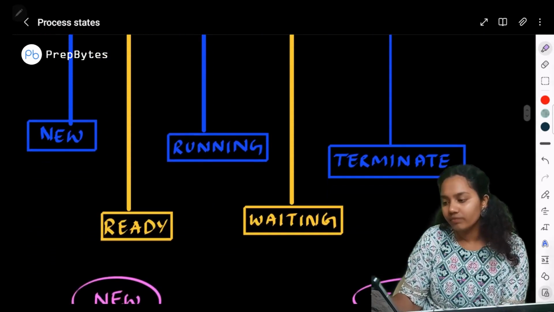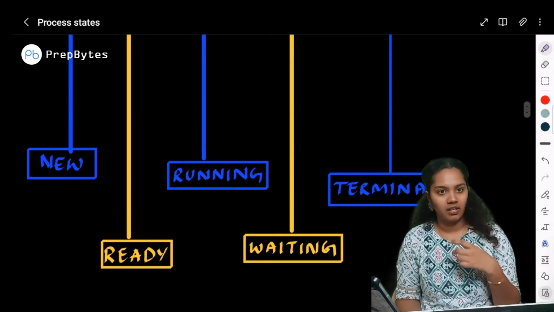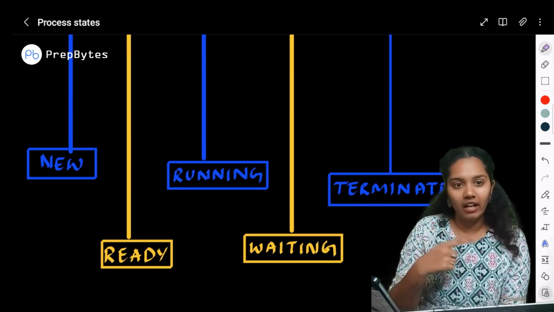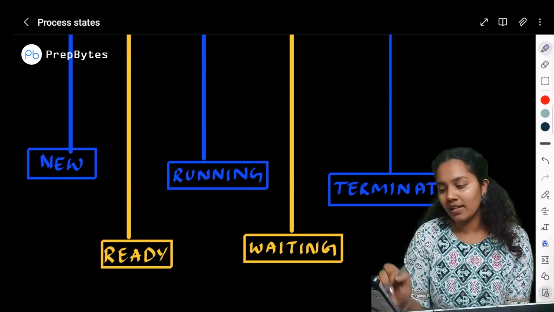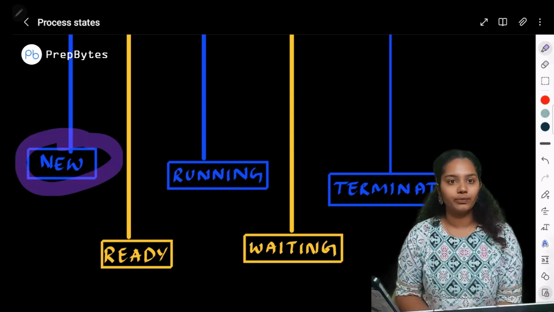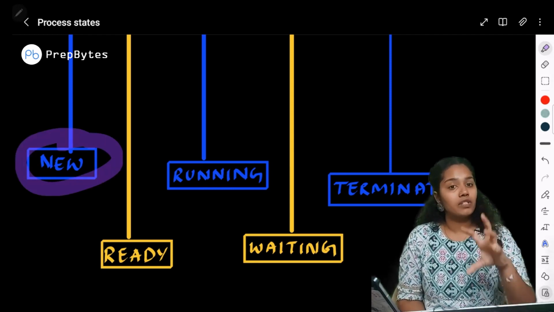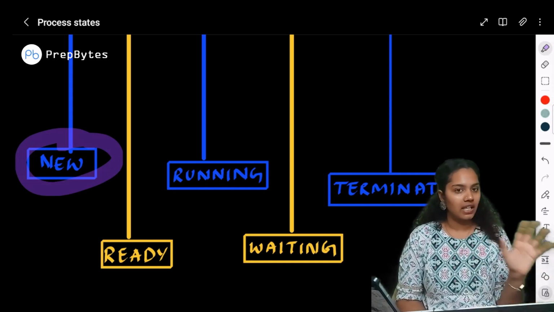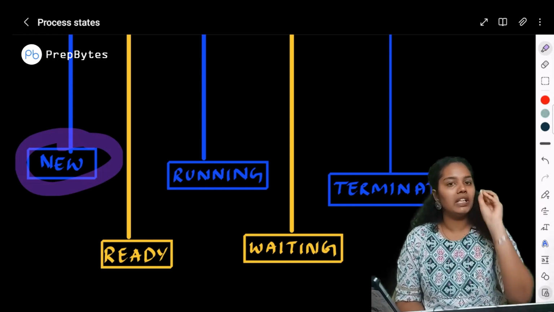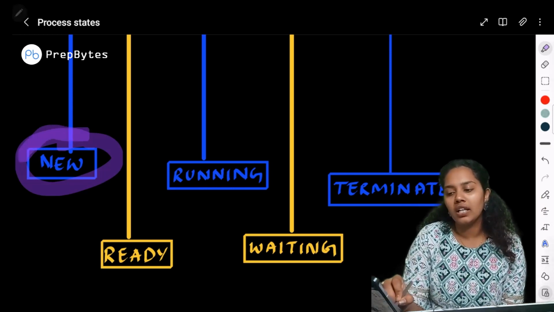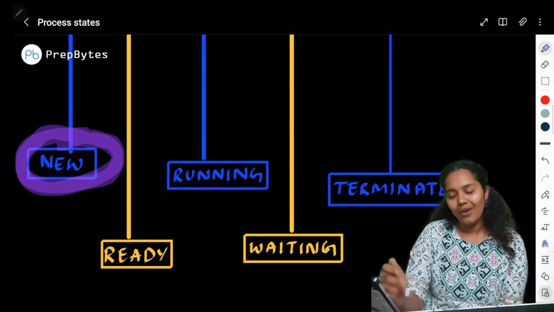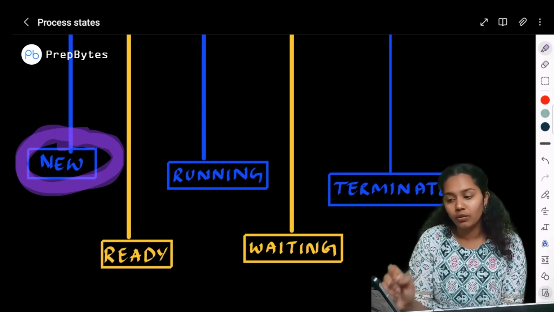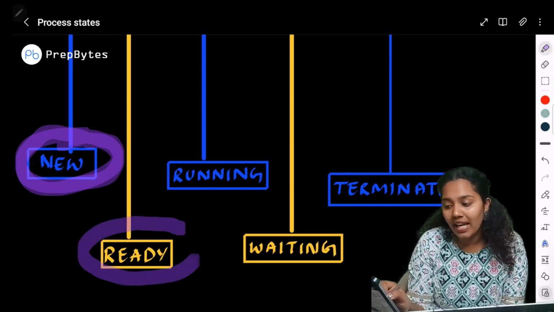So there are namely 5 types of states, but there is an additional state which we'll learn later after learning these. The first one is new. Whenever a process has just come, which is not given instructions, nothing, it's just created, the newly created process is said to be in the new state. Now, from the new state, some instructions will be given on what to do and what not to do, and it is ready to be executed.